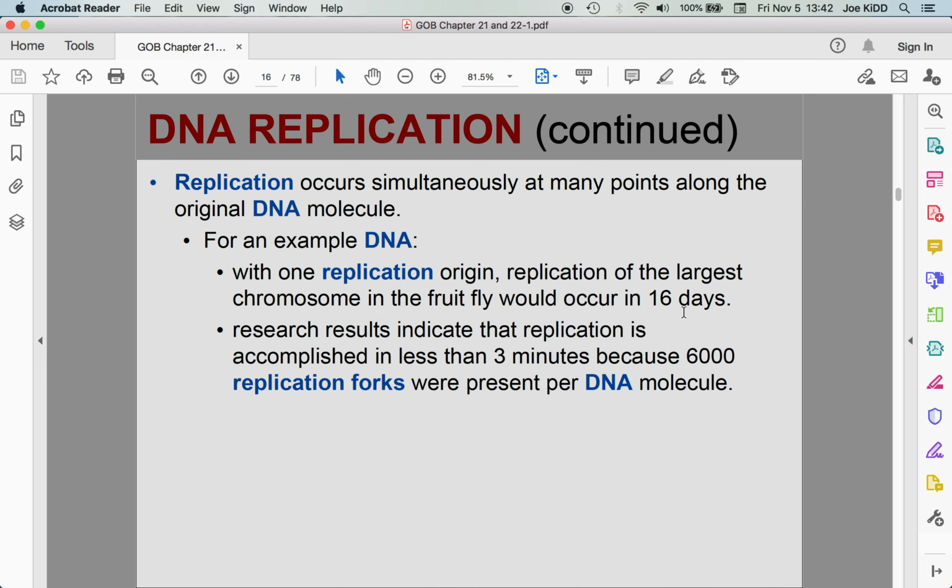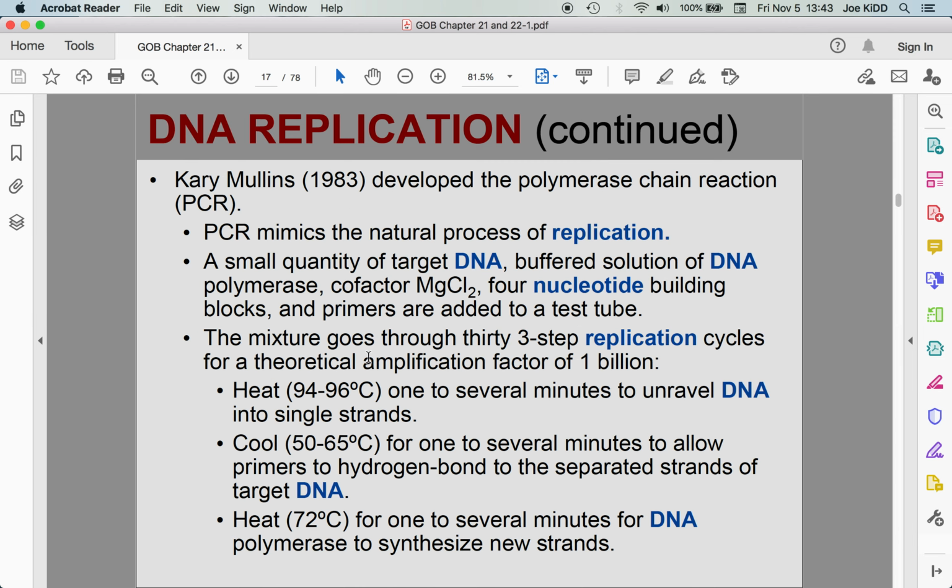If it went from one end to the other, it would be 16 days. However, when it's done in these small sections, it takes less than 3 minutes because we have multiple replication forks going simultaneously.